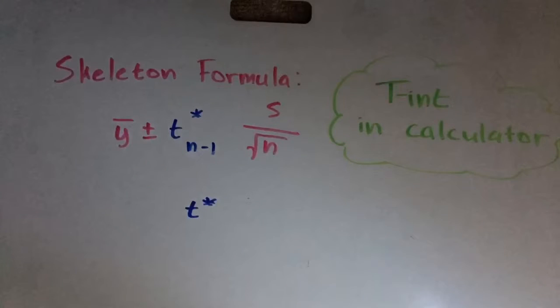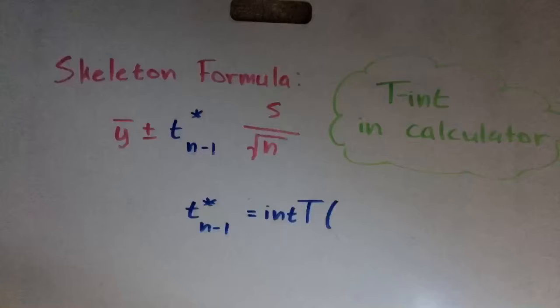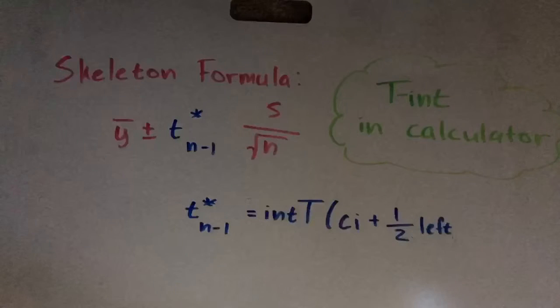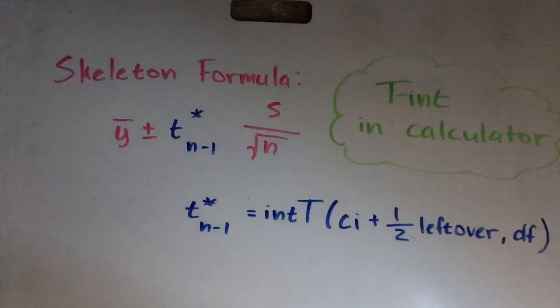Now, t star of n minus 1 is actually inverse t of the confidence interval plus half of the leftover, and the degrees of freedom, which is n minus 1.